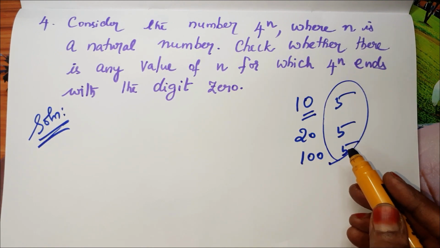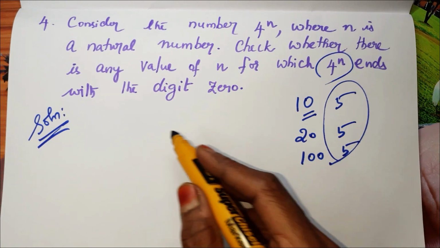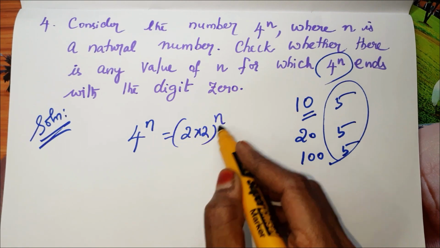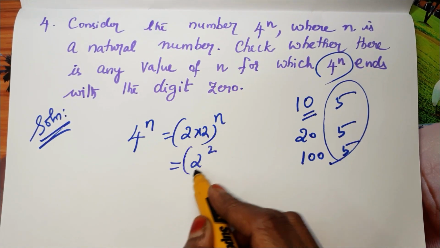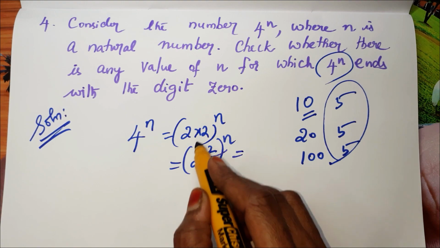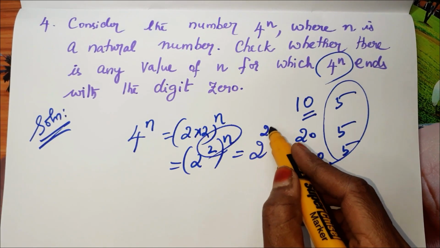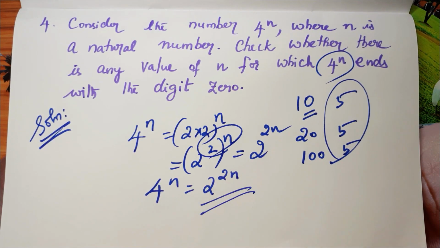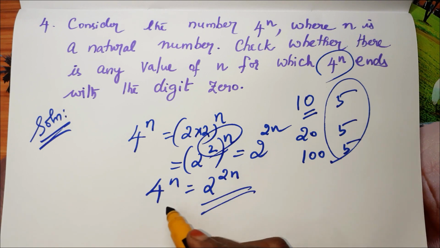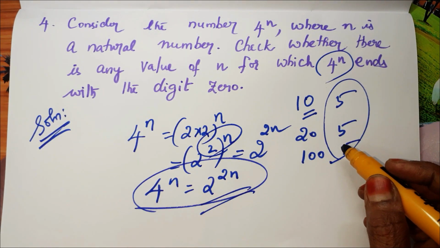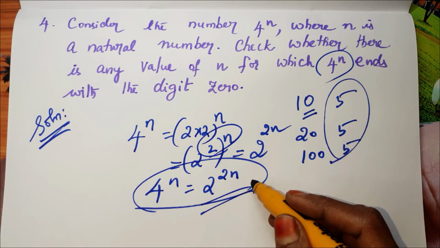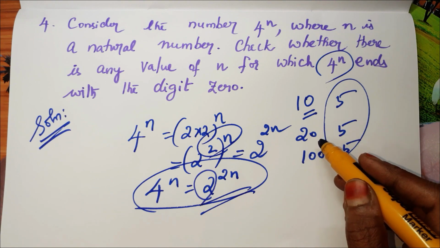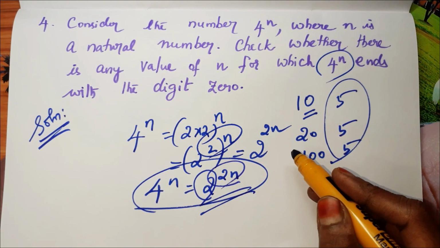Am I right? So what we are going to do is factorize this 4 power n. 4 power n can be written as 2 into 2 power n. 2 into 2 means 2 power 2, the whole power n. Powers we can multiply, so 2 power 2n. So 4 power n is equal to 2 power 2n. We have one theorem: in a unique way we can represent a number in its prime factors. So 4 has only 2 as its prime factor, and the power for 2 is 2n.